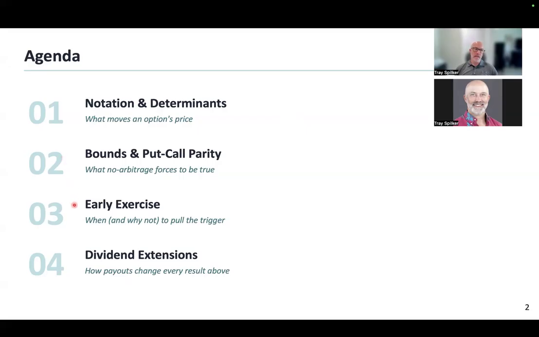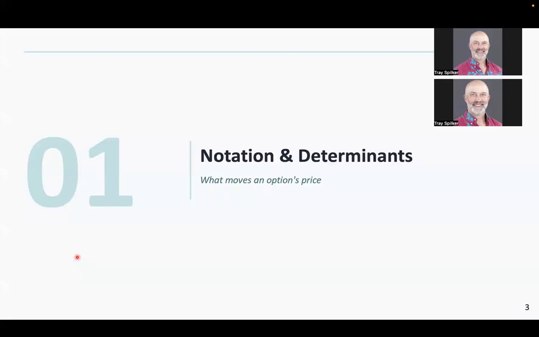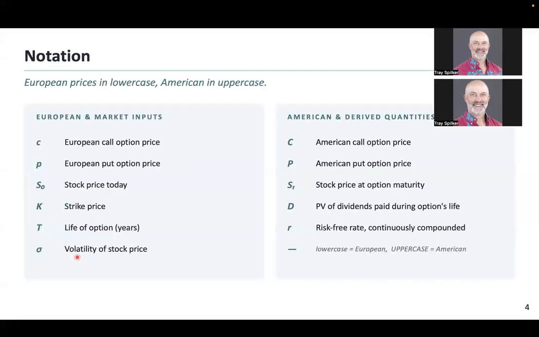Then we'll extend the put call parity condition to flex, if you will, for decisions on American style call options where we may or may not want to exercise the option earlier than the maturity date. Obviously, this is only for American style options. Last but not least, we'll show how dividends impact some of those decisions and how it impacts the put call parity condition.